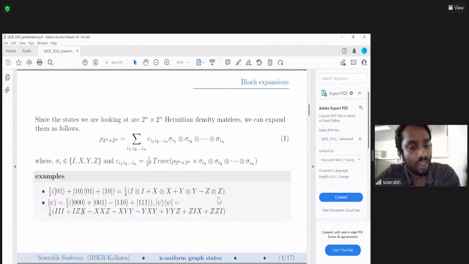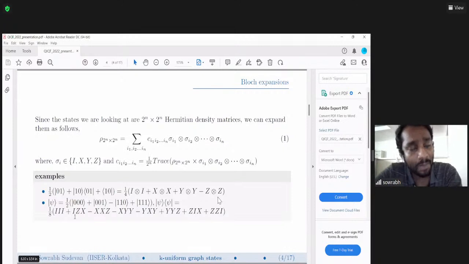So this acts non-trivially on 2 qubits. So this is a 2-weight operator. Similarly, XXZ is a 3-weight operator. So what we are saying is if something is 1-uniform, it will not have any one-weight terms in it. One-weight terms are things which act on one particle. You can also call them, let's say, one-particle operators.